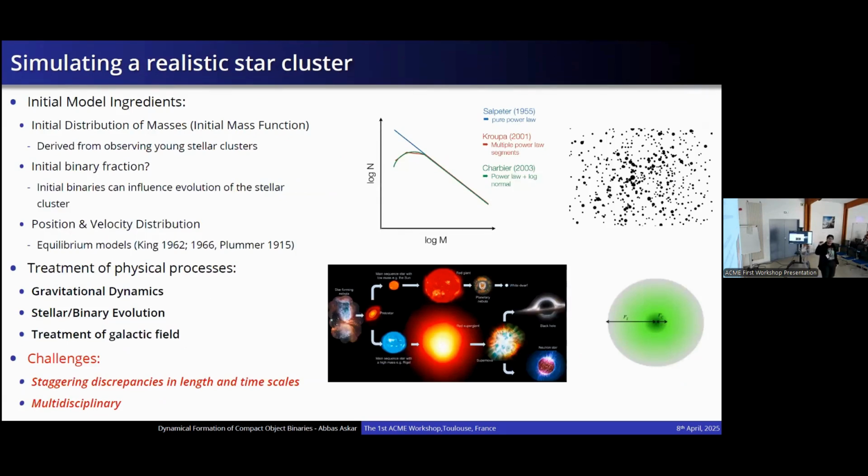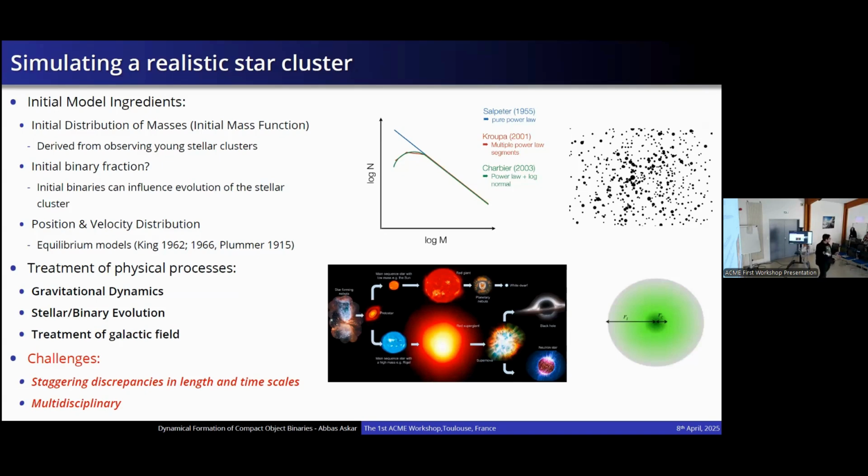Now if you want to realistically model these systems, you need to start out with some initial models, some ingredients. Essentially, you start off with an initial mass function. Then you distribute your stars according to initial positions and velocities, which are usually derived from some equilibrium models. And then you can have an initial binary fraction as well, which is also very uncertain, but this is very important. Having primordial binaries from the very beginning can play an important role in the way the cluster evolves.